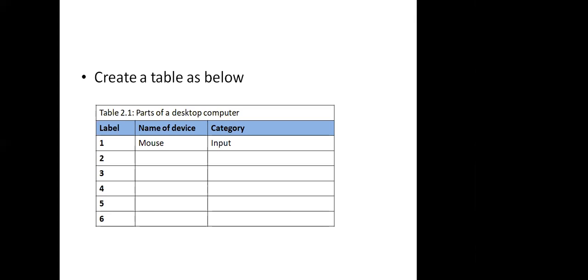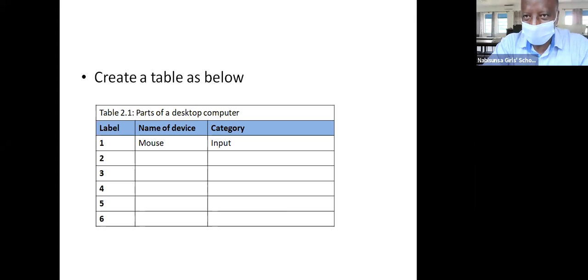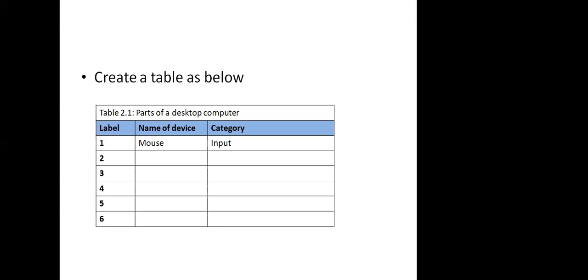Nansamba, what do you have in column and in row 2? I have a printer. You have a printer, and under which category? Output. Output. And row number 3. Monitor. Oh, okay. Monitor.